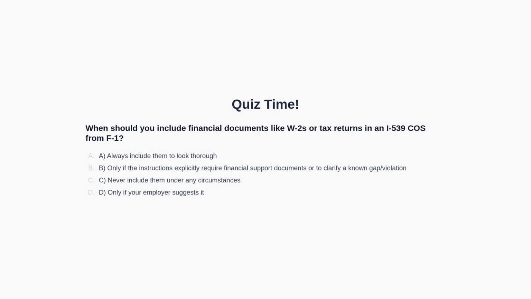Here's the second quiz question. When should you include financial documents like W-2s or tax returns in an I-539 COS from F-1? Option A says always include them to look thorough. Option B says only if the instructions explicitly require financial support documents or to clarify a known gap or violation. Option C says never include them. Option D says only if your employer suggests it. You may pause the video now to think about the answer. We will discuss the answer in the next section of the video.